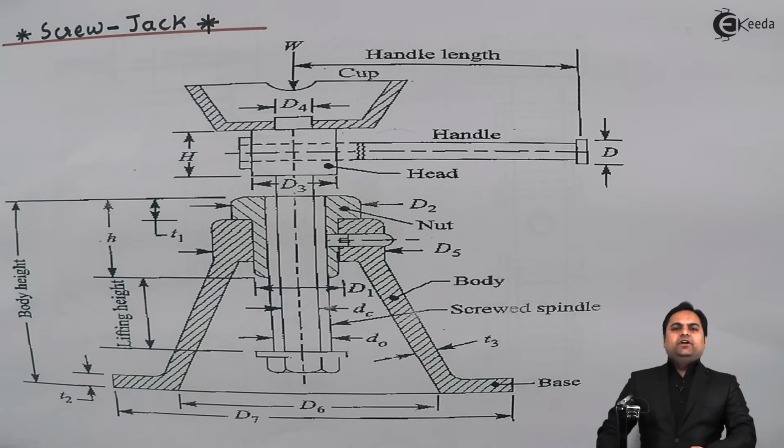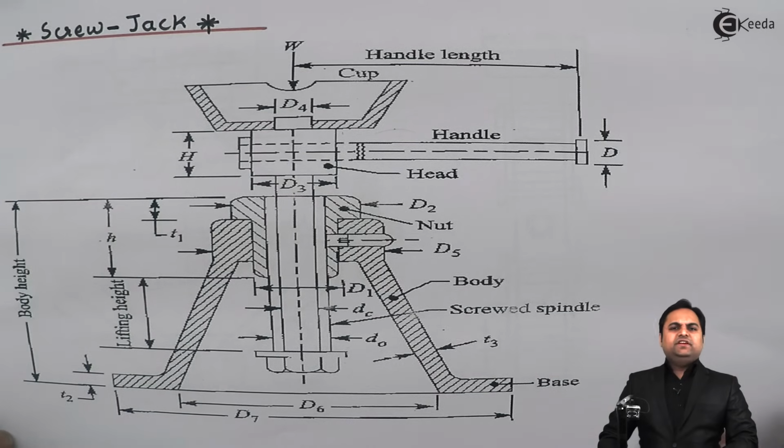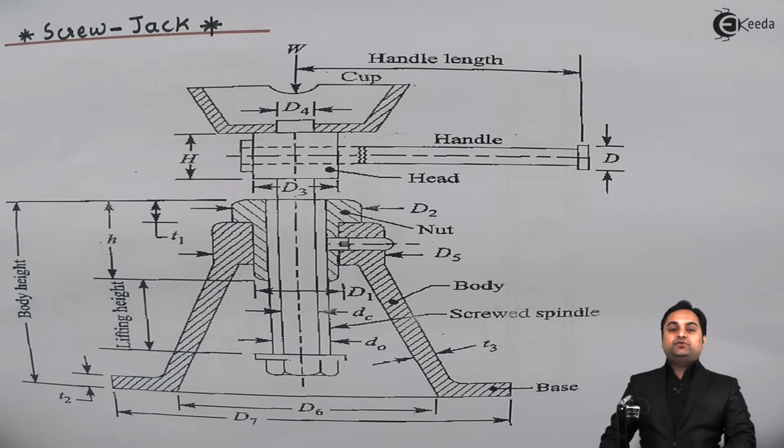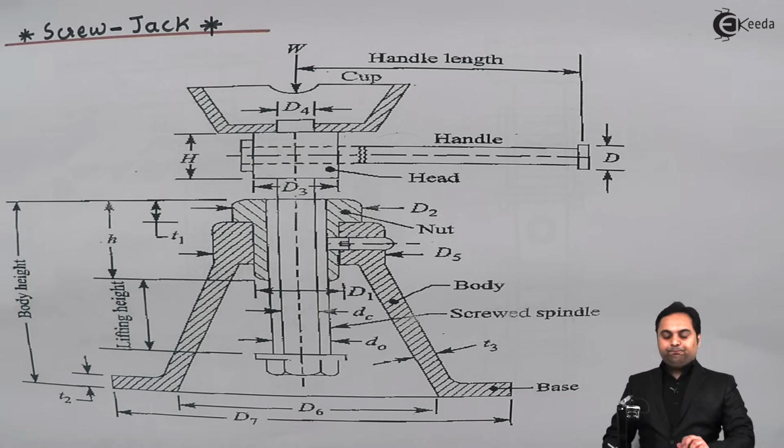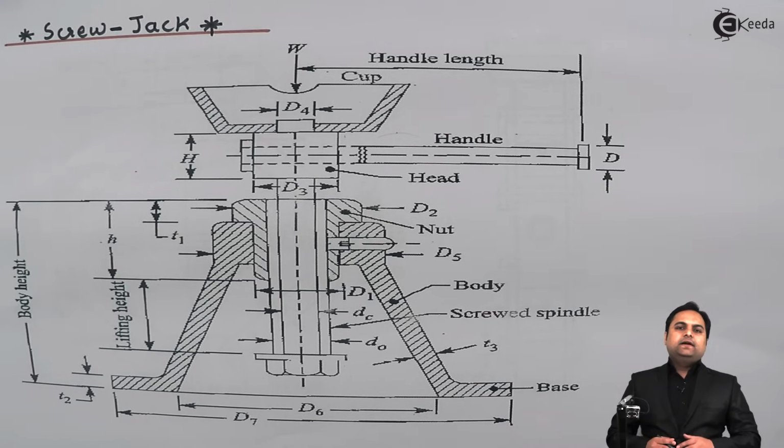Hello friends, here in this video we will see the design procedure for a screw jack, and for that purpose here we have a diagram. Now a screw jack is a machine which we call a simple machine, which is used to lift heavy loads by applying a comparatively small amount of effort.